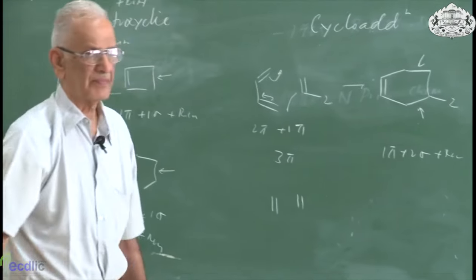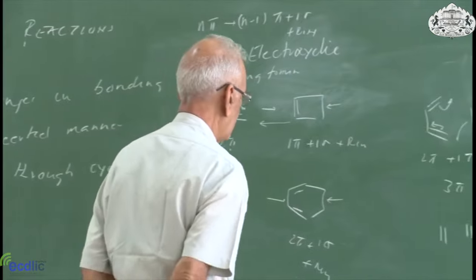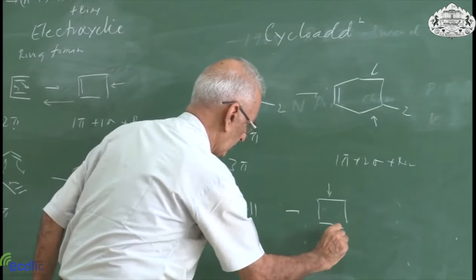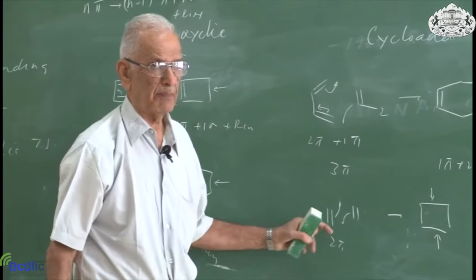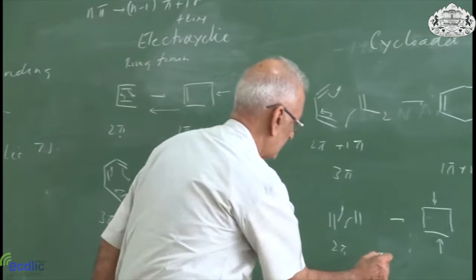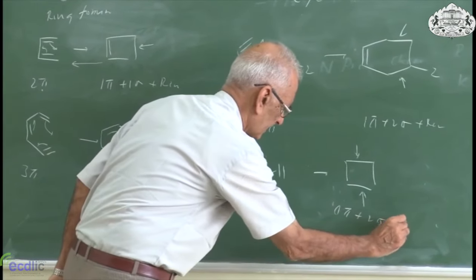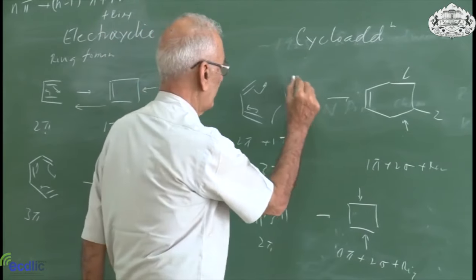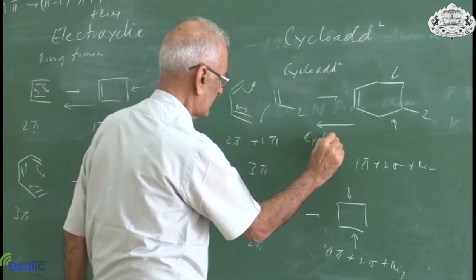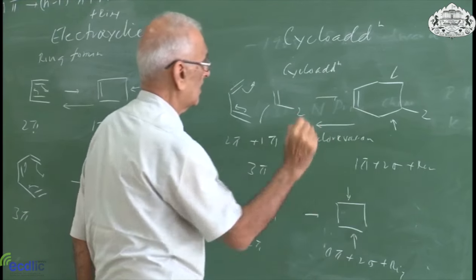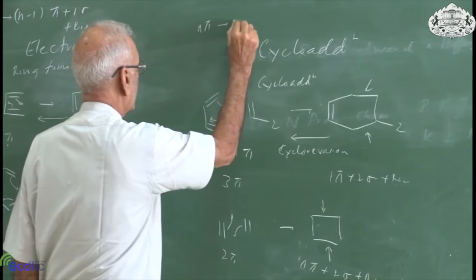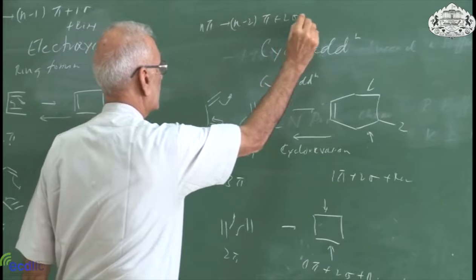Another example would be the reaction of two molecules of ethylene to give cyclobutane. On the left hand side, 1 plus 1 pi bond, total 2 pi bonds. We have made 2 sigma bonds plus a ring. If I go from left to right, I call it a cycloaddition. If I go from right to left, this is a cycloreversion. So in a cycloaddition, I am going from n pi to n minus 2 pi plus 2 sigma bonds in a ring.